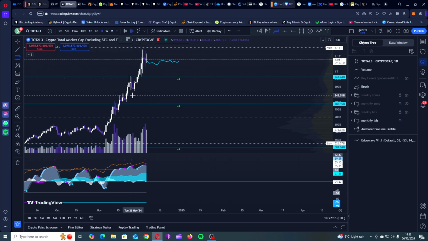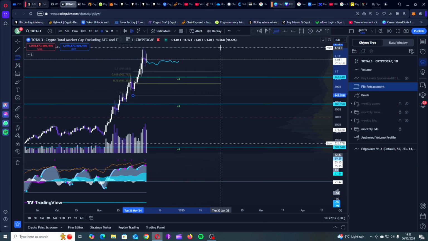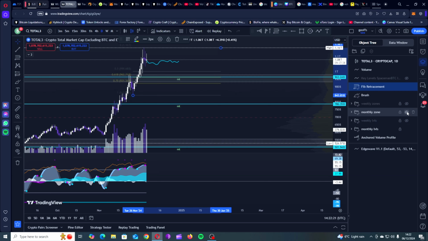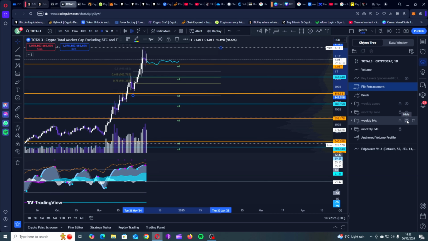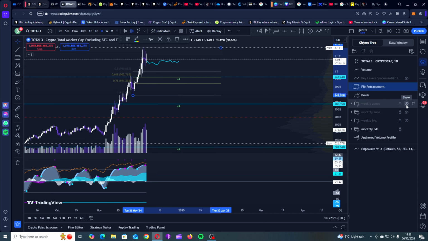I can even probably have a little look at my fib. Perfectly ties in with the monthly zone and the monthly level. And the weekly level, the weekly zone. So yeah, keep an eye on them.